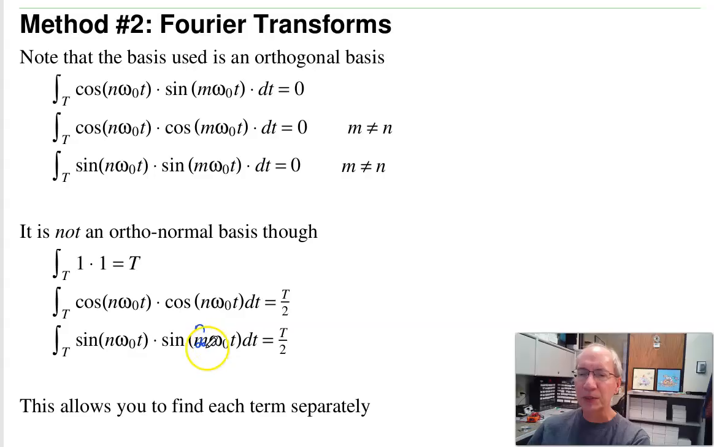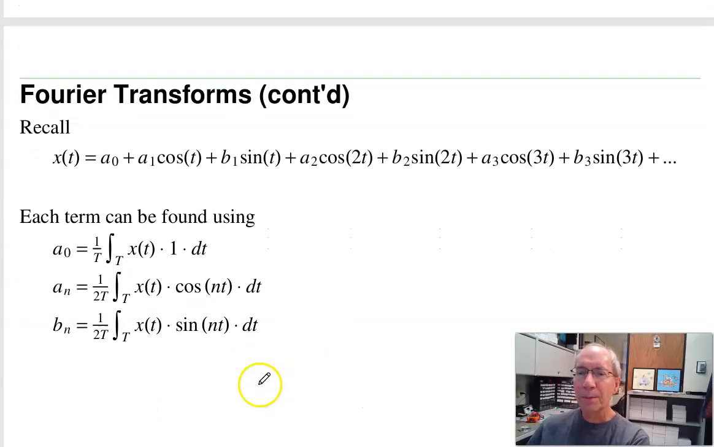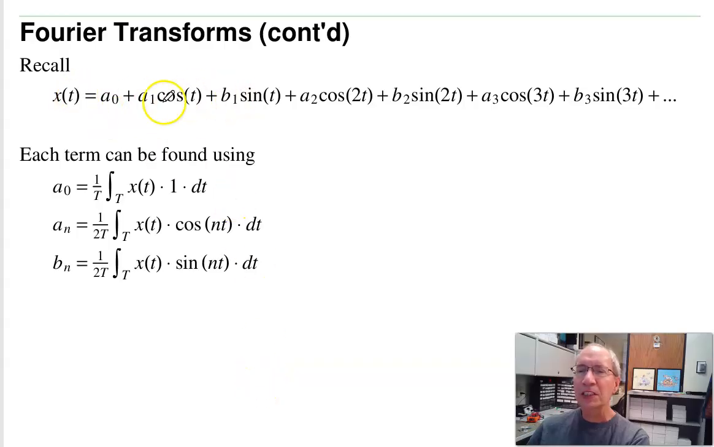Two sine waves at the same frequency. That lets you find each term separately. So for example, if this is x of t, to find a0, what I'll do is multiply by 1, take the average, all these terms average out to 0, and I'm left with a0. So a0 is just the average of x.